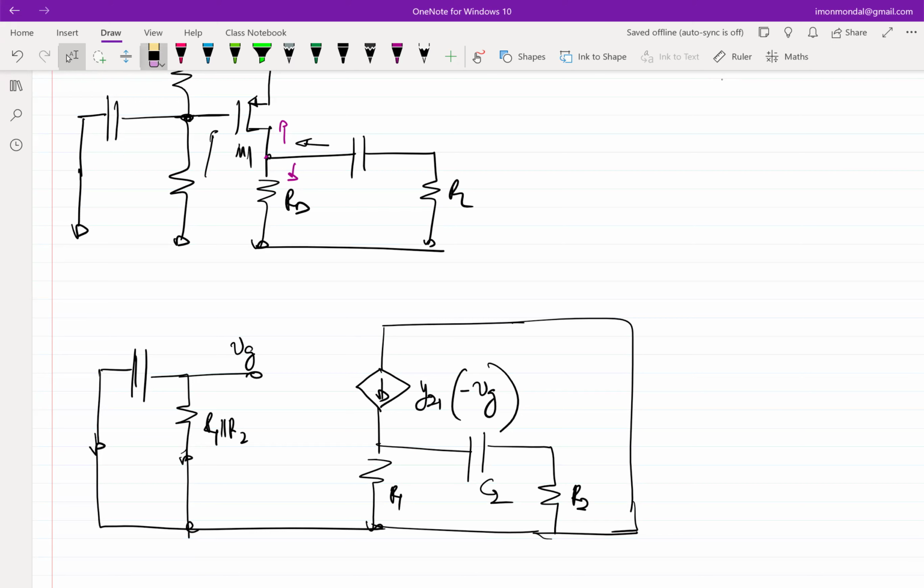So we are trying to figure out what is the impedance, right? What is the impedance looking up? So what I'll do, I'll put a test voltage here. So let's get rid of this. So we are putting a test voltage here. So what will be the VG?